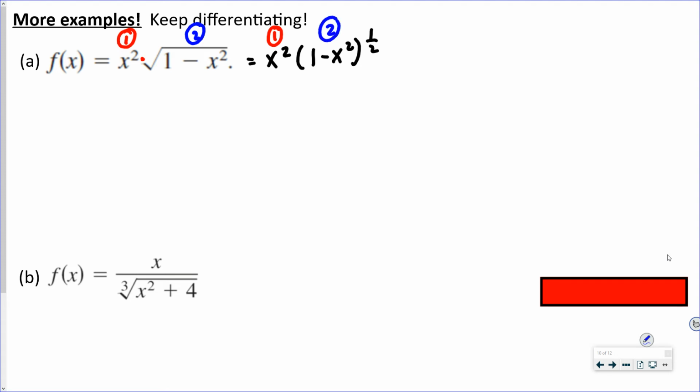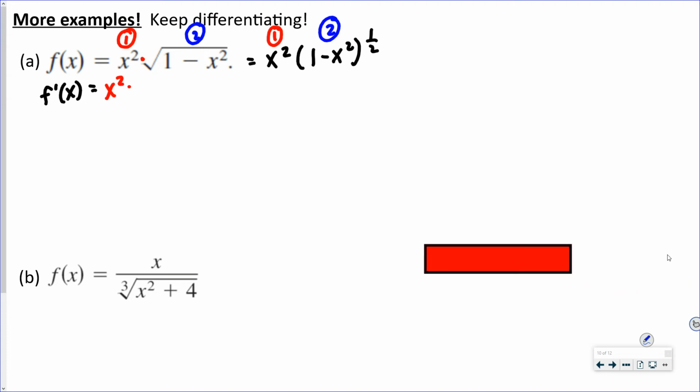The good news about the tough ones is they're really satisfying when you get the right answer. Okay, f of x, usually you'll see f prime of x for the derivative. So we've got to do first term, x squared, times derivative of the second term. And this one, it's looking like a composite function.